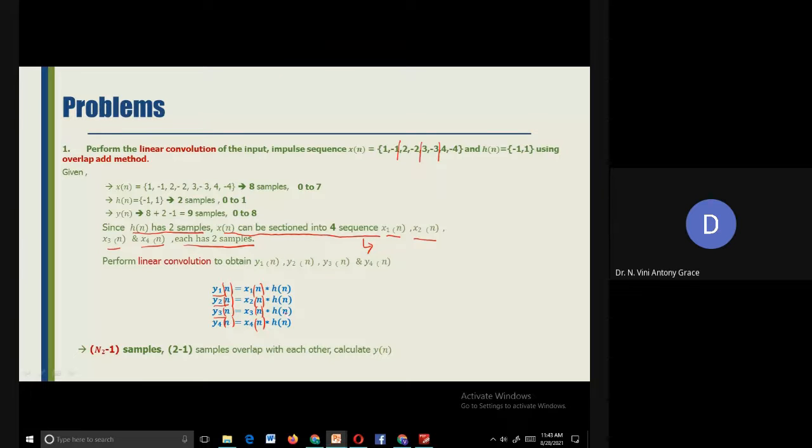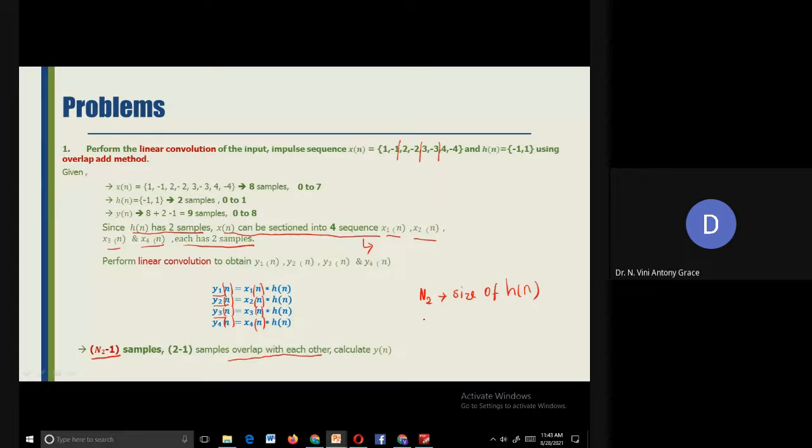Okay. And how many samples will overlap with each other in the output? It is given by this formula. N2 minus 1 number of samples will always overlap with each other. What is N2? N2 is the size of impulse response h of n. Is it not? This is what we have considered. N1 is the size of x of n. N2 is the size of h of n. So always N2 minus 1 number of overlaps you will get.